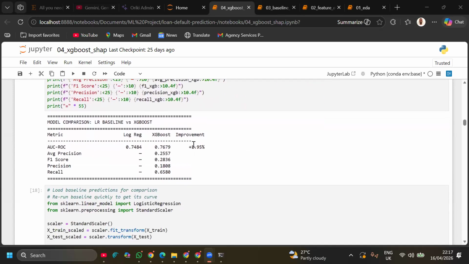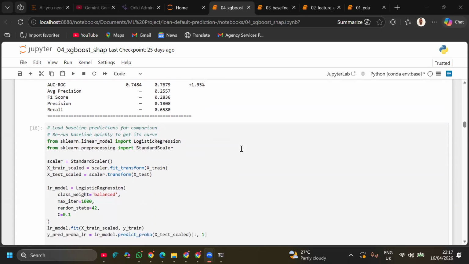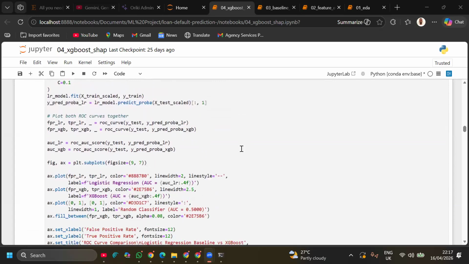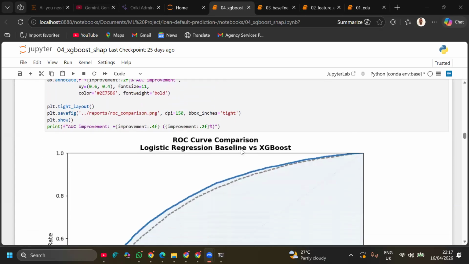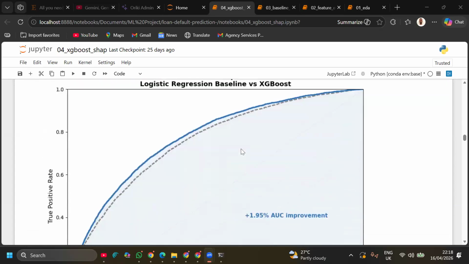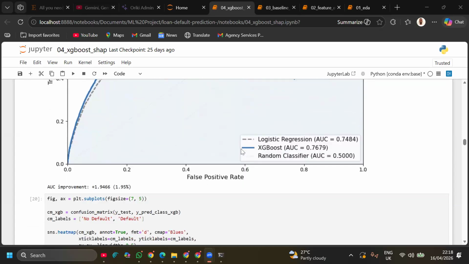Okay, good. So we noticed that it has improved by 1.95%, which is a good one. It means that with XGBoost, our model can predict with 76.79% the probability that this person will default, which is significantly an improvement for our data set. So it shows that it's still a better model compared to the logistic regression.